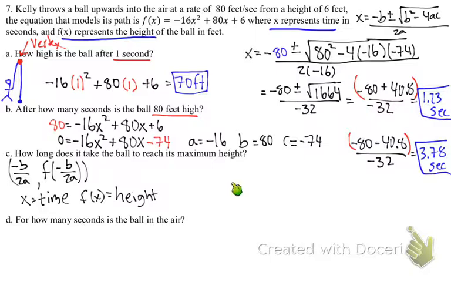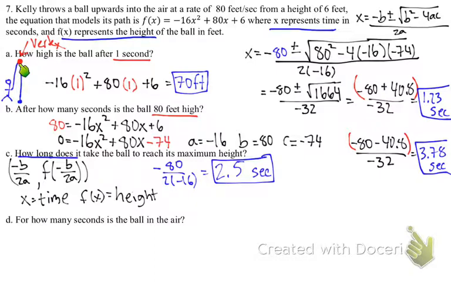This question is only asking for time, because it wants to know how long it will take the ball to reach its maximum height. So we're just looking for the x value, how long, which is time. We're going to do negative b over 2a to tell us how long it takes to reach its maximum height. Negative 80 divided by 2 times negative 16 gets us 2.5 seconds. So after Kelly throws the ball, 2.5 seconds later it's at the very top, and then it starts to come down.